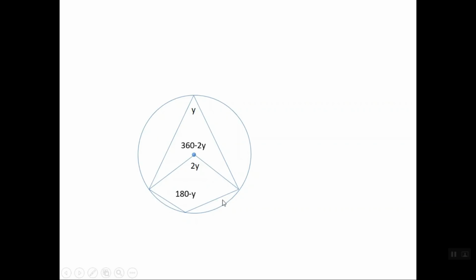If we look at this 180 degrees take away y, if I should add this angle here with this angle here, which is my y there, I would have gotten 180 degrees take away y plus y, which leaves me with 180 degrees. So the sum of these two angles will give me 180 degrees. So those two angles that I labeled would have given me 180.